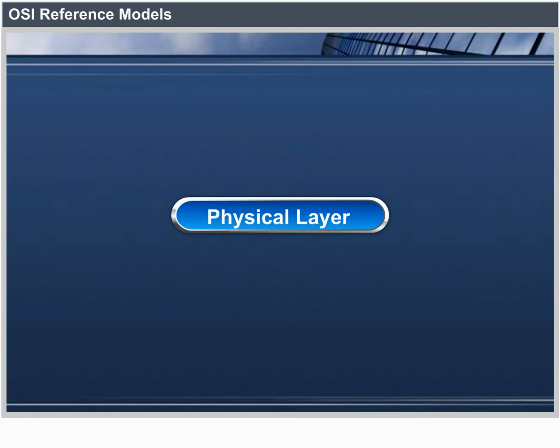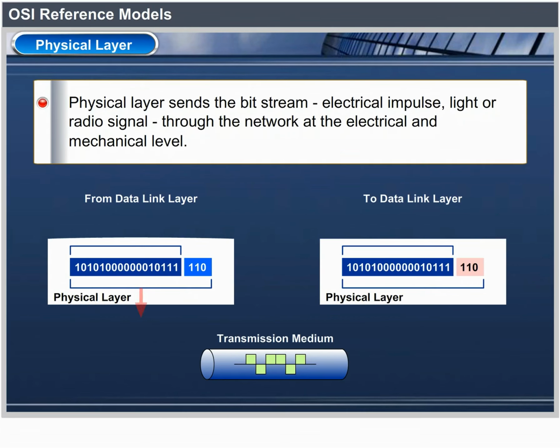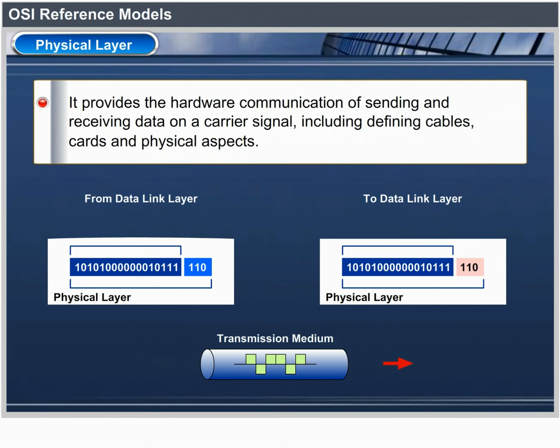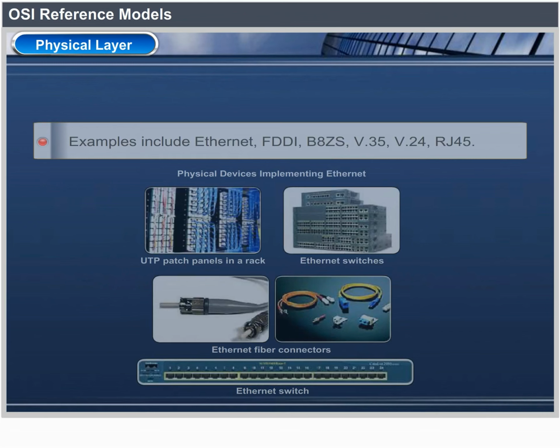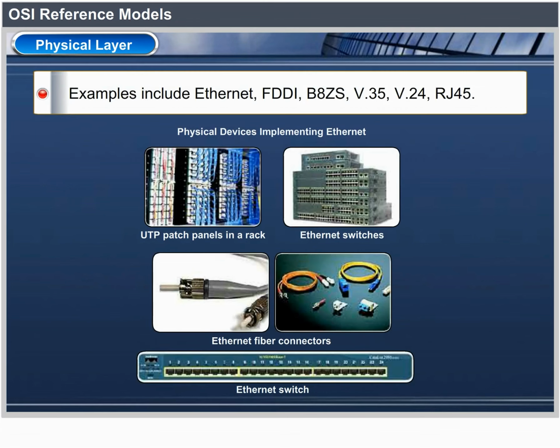Physical layer. The physical layer conveys the bit stream, electrical impulse, light or radio signal, through the network at the electrical and mechanical level. It provides the hardware means of sending and receiving data on a carrier, including defining cables, cards, and physical aspects. Examples include Ethernet, FDDI, B8ZS, V.35, V.24, RJ45.